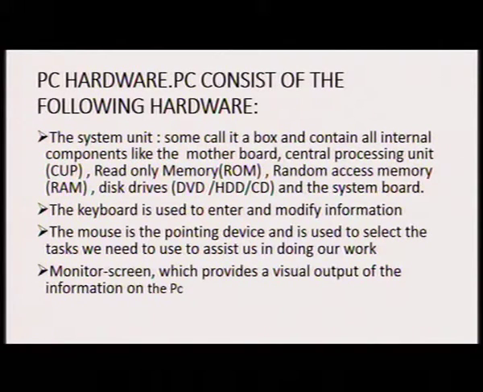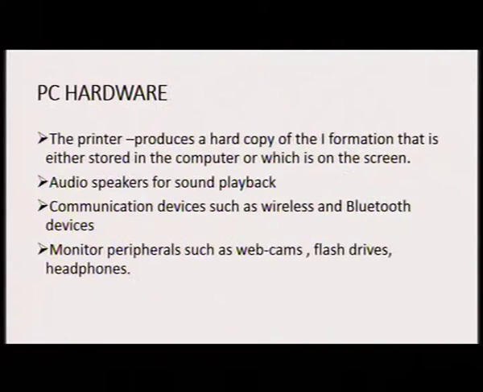The keyboard is used to enter and modify information, and the mouse is the pointing device that is used to select the tasks we need to use to assist us in doing our work. The monitor, which is a screen, provides a visual output of the information on the PC. So we all know the monitor, which is the screen on which we read all the information that the computer is processing.